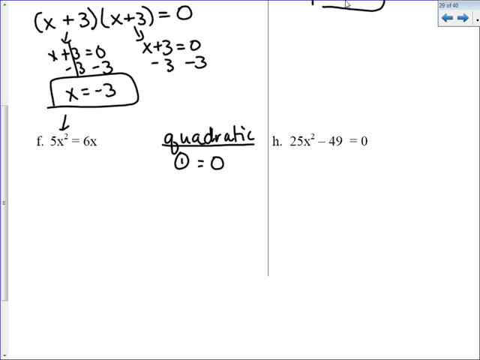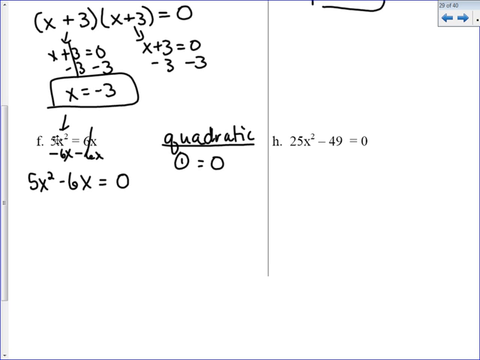So which of those terms am I going to move? 6x. A is positive where it is. I would go ahead and leave it there. Bring the other term over to join it. So I'm going to subtract the 6x. So I have 5x squared minus 6x equals 0.